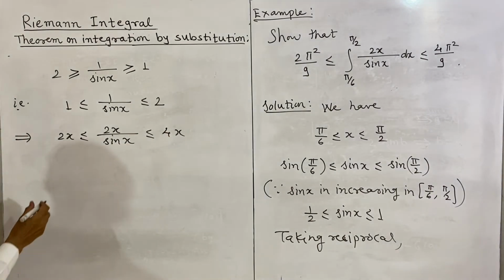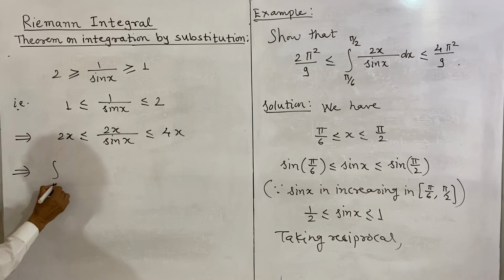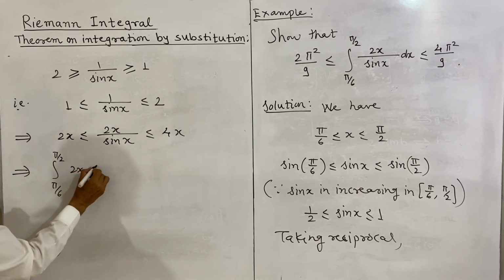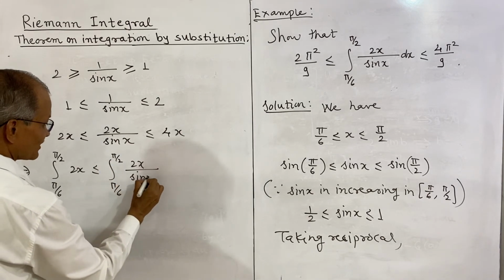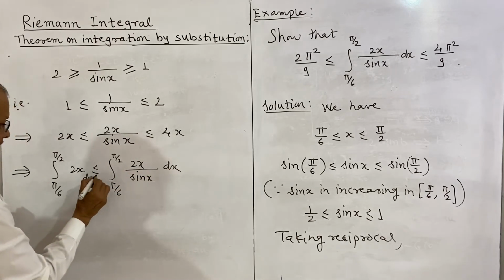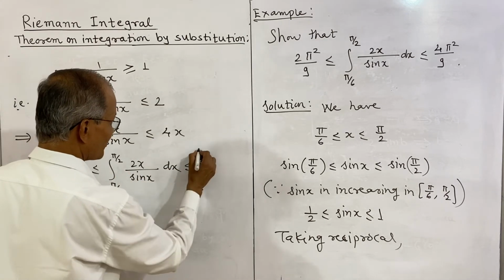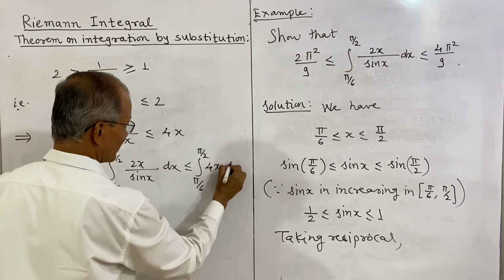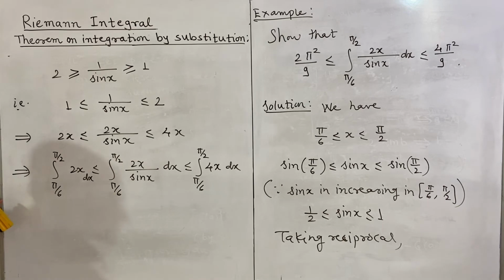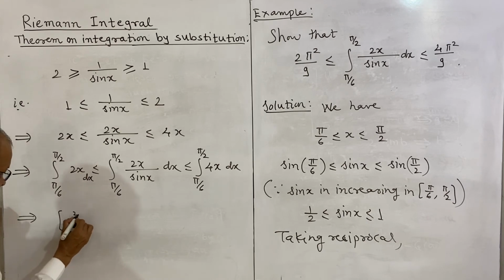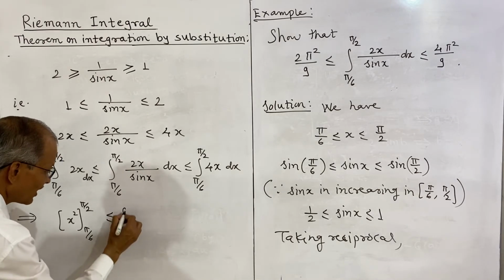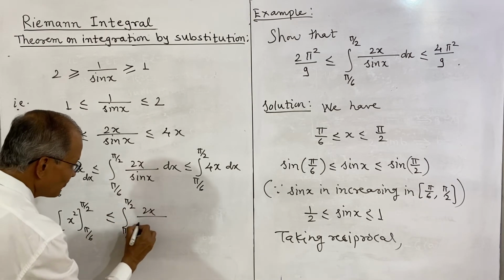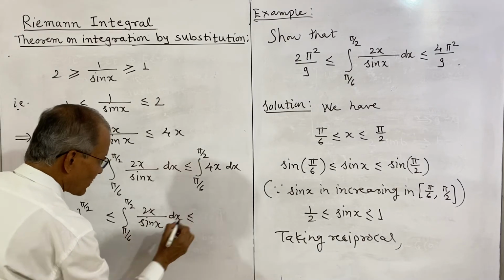Now integrate this throughout, that means the integral from pi by 6 to pi by 2 of 2x is less than or equal to the same integral of 2x divided by sine x dx, which is less than or equal to the integral from pi by 6 to pi by 2 of 4x dx. And we know the integration of 2x is x square, because the derivative of x square is 2x, and therefore this will be x square with limits pi by 6 to pi by 2. We keep the middle term the same, because we want to find the limit for this integral.